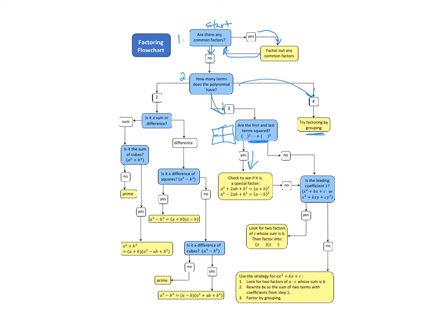That means that both of your binomial factors will be exactly the same, right? But if that doesn't work, or if they're not perfect squares, that's fine. You still want to check to see if you can factor the trinomial into 2 binomial factors.